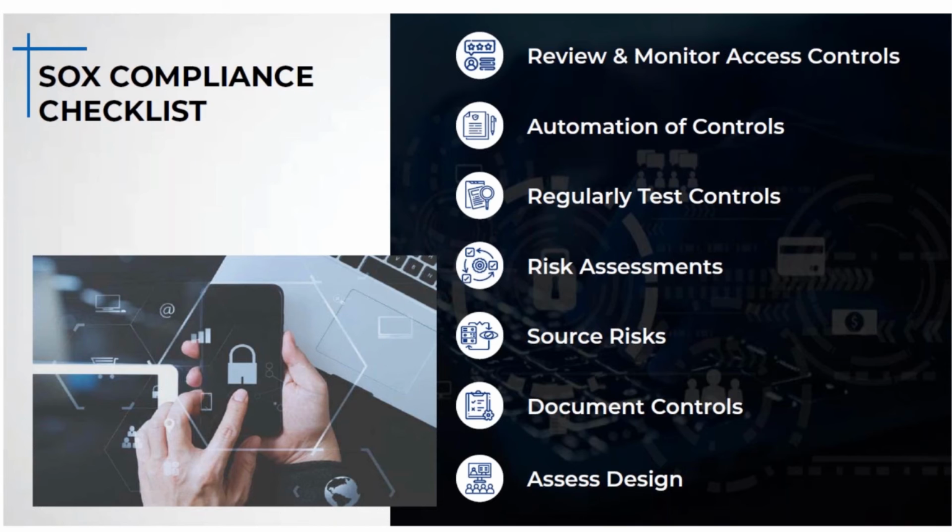Manual controls are not prohibited, but showing that they are being done in a consistent manner will be very difficult for you. That is where we say get automation in place wherever possible. Then regularly test your controls quarterly, half yearly, yearly. Have a proper schedule in place. Then the risk assessment, then the source of the risk identified, then document the control, and then finally assess the design. So these are the few things.